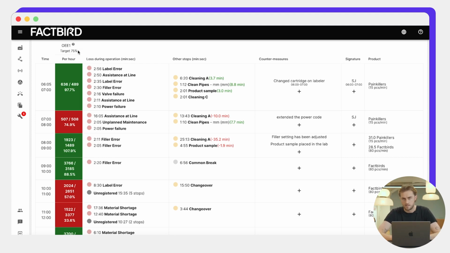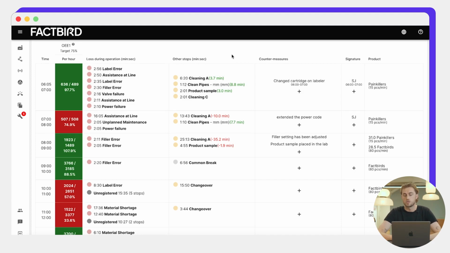Now your target is 75%. These green hours are the hours that the OEE was above 75%, and these red hours are where the OEE fell below 75%. In the next column, you've got the loss during operation. So these are all the red stops that occurred during this hour. So you can see between 6 and 7 a.m. here, you had a label error, you had a filler error, a valve failure, so on and so forth.